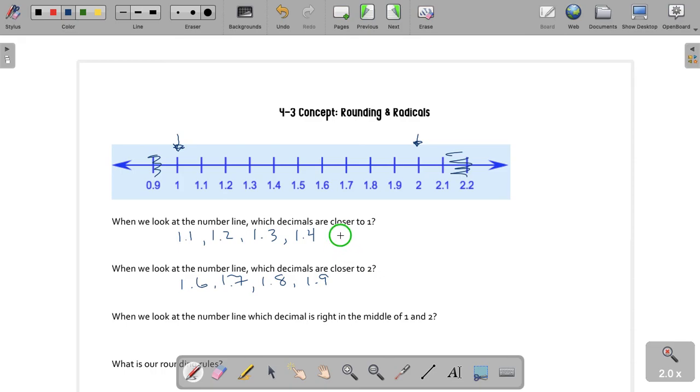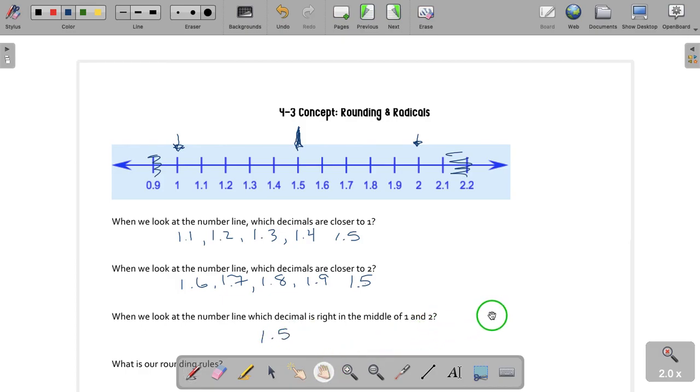I could put 1.5 here because it's close to 1, but it's also close to 2. It's the same distance away, so it's either here or here, and that's kind of a problem. So when we look at the number line, which decimal is right in the middle of 1 and 2? Well, that's this 1.5. And 1.5 is a problem.